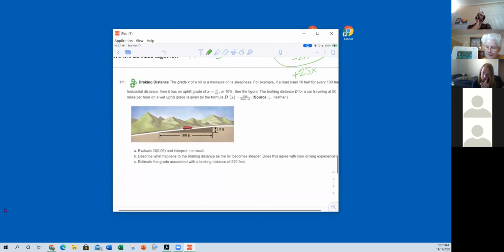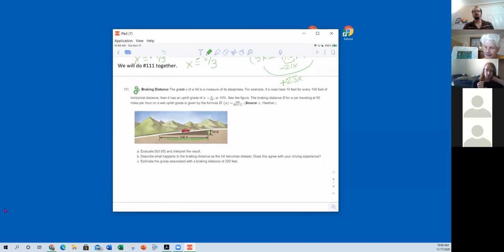So it says the grade x of a hill is a measure of its steepness. For example, if a road rises 10 feet for every 100 feet, so here we have this road is rising every time you go 100 feet, it rises 10 feet. That would be 10% because 10 divided by 100 is 10%.